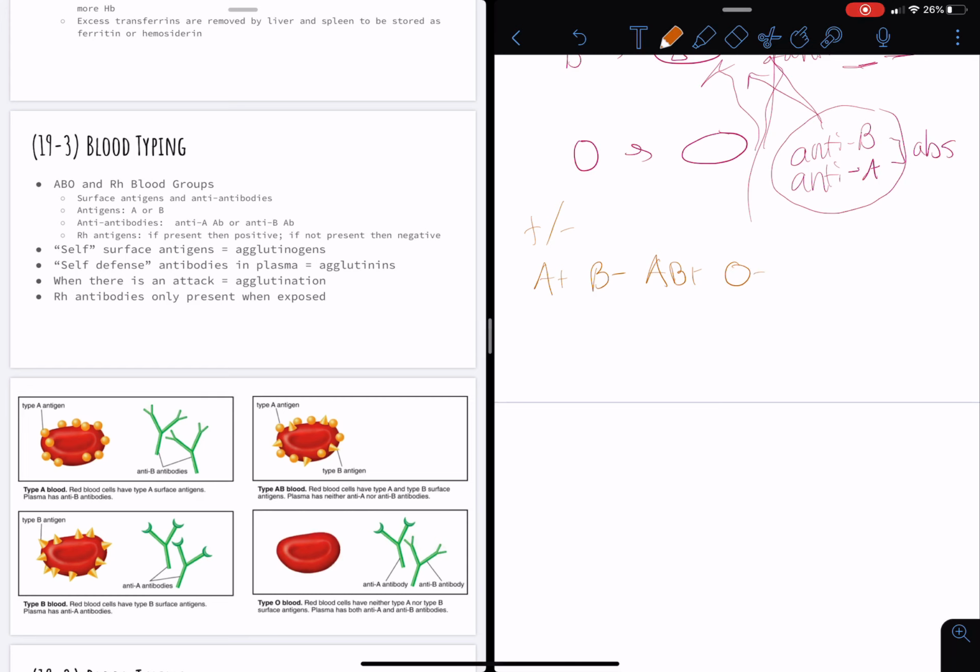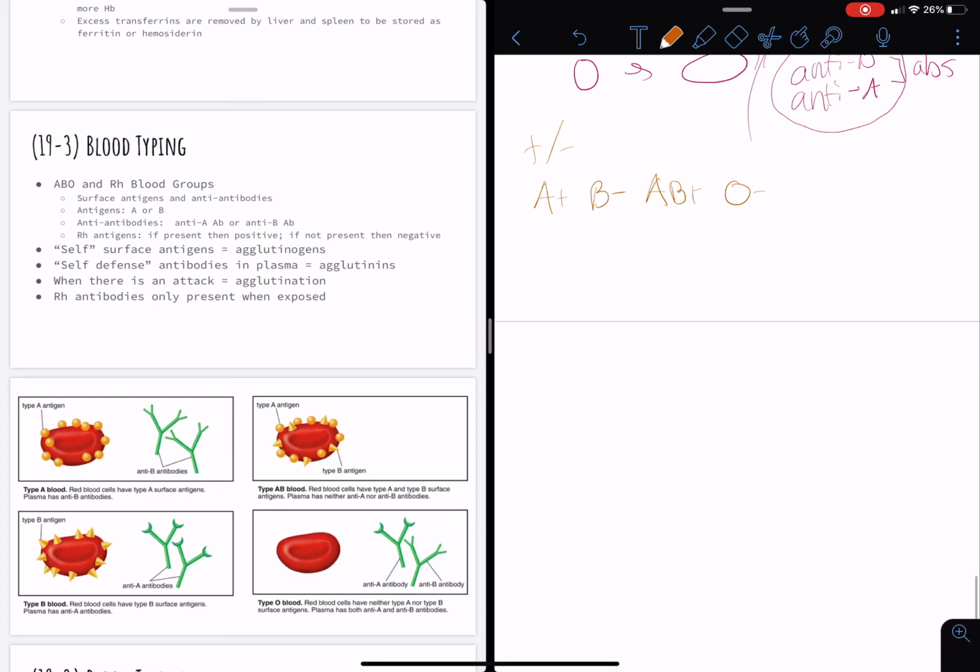What does the negative or the positive even mean? Well, the negative or the positive all relates to what we call an Rh factor, also known as the Rhesus factor. I'm not quite sure how it's spelled. But this is also like another antigen.